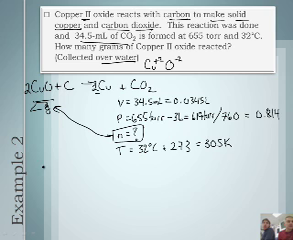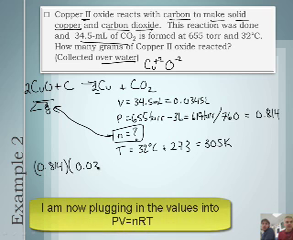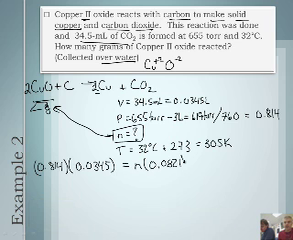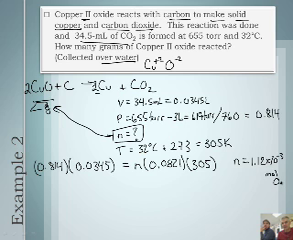P is 0.814. I'm not going to put the units in there. V is 0.0345. n we don't know. R, of course, is 0.0821. Notice I'm just plugging in my numbers, and my temperature is 305. When you get n, what is it, Mr. Sands? 1.12 times 10 to the negative third. And that's moles of carbon dioxide.